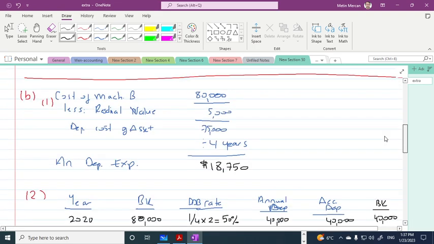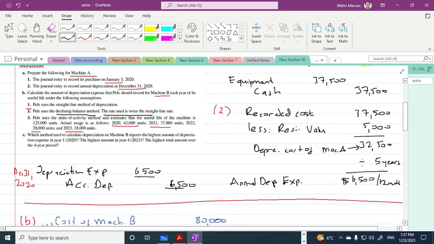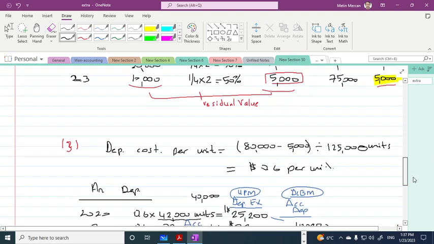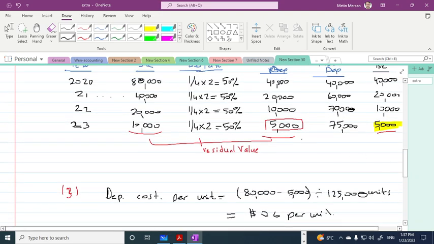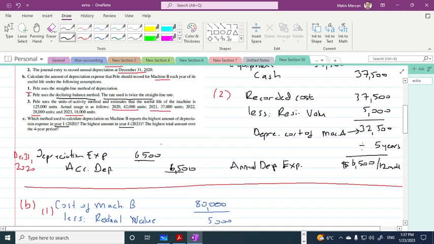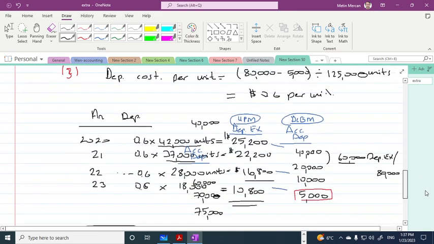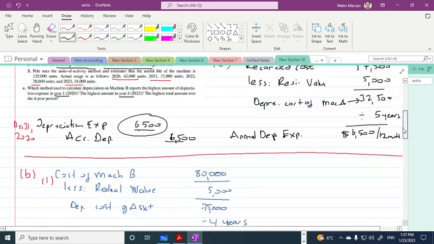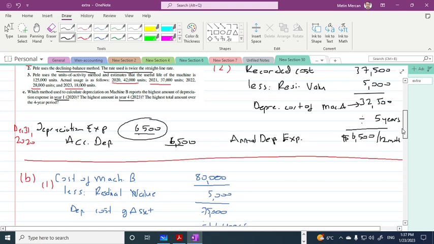Okay. The rest of the question is about which method used to calculate depreciation of machine B reports the highest amount of depreciation expense in year 1. Double declining balance method. Highest amount in the 4-year, it is like depreciation method, because it is 5,000, but in the 10,800, you see, unit of production, and the unit of production is 6,500, so it is high. The straight line is generating more depreciation expense at the end of the year.